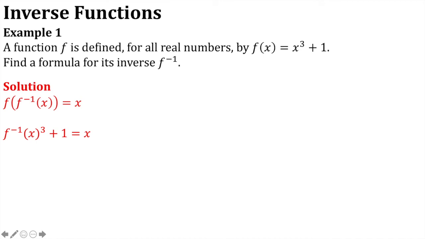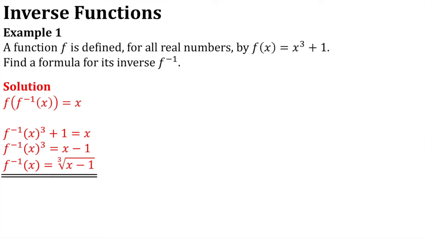Now I want to rearrange that. I'm trying to find a formula for the inverse function here. So I can see it's here, so I need to isolate that. So I'm subtracting 1 from both sides. So the inverse of f of x all cubed is equal to x minus 1. And then I need to cube root both sides so that I get the inverse of f of x is equal to the cube root of x minus 1. And that is my final answer, and it's also the answer I got using the other method.